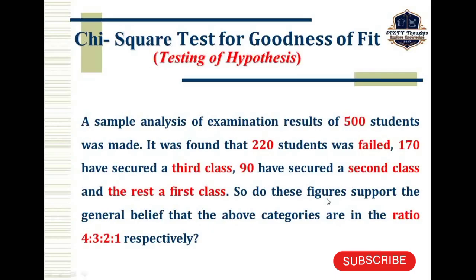So, do these figures support the general belief that the above category students are in the ratio of 4 is to 3 is to 2 is to 1 respectively? So, what is our target? Here we have four different categories of students: failed students, first class, second class and third class. Using the given data, we consider these four categories as observed values. Now we are going to find the expected values of these four categories in the ratio of 4 is to 3 is to 2 is to 1.